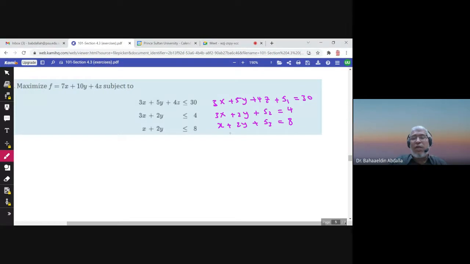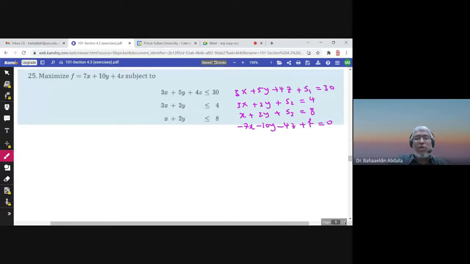Three slack variables, rewriting the objective function. And now let us set up the initial matrix, coefficients of x. Coefficients of y. Coefficients of z. There is no z in the second, no z in the third.